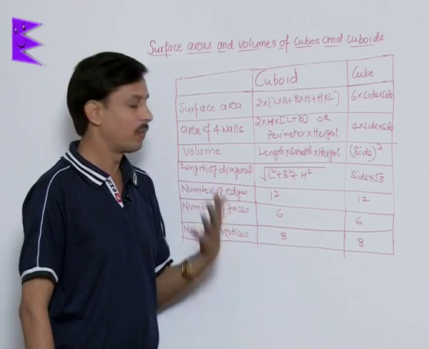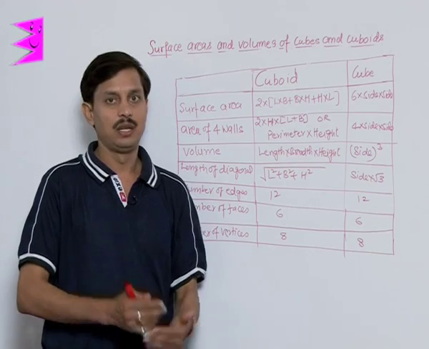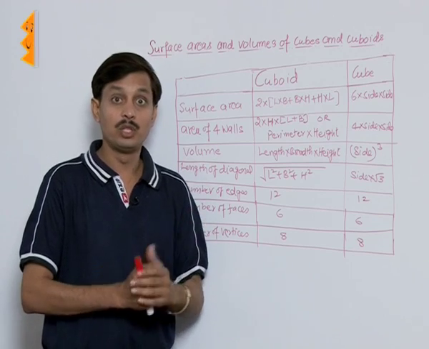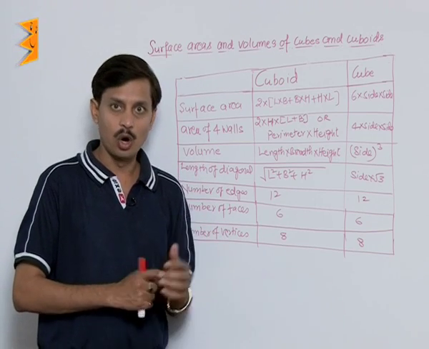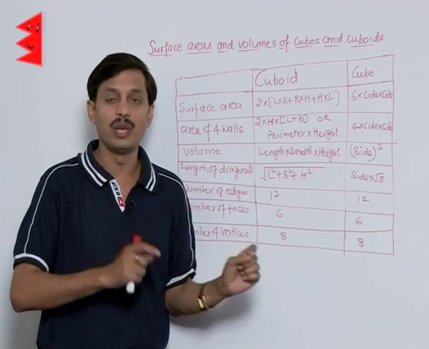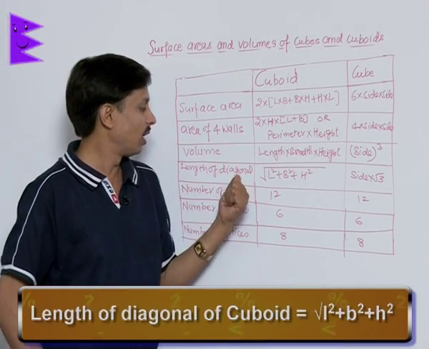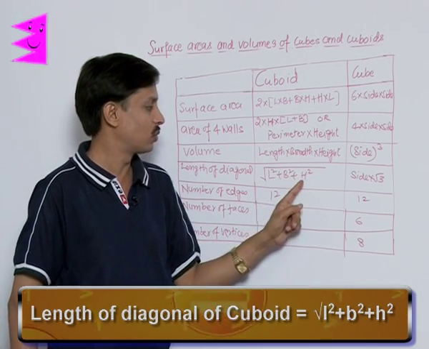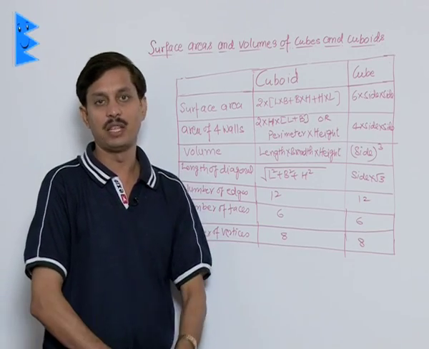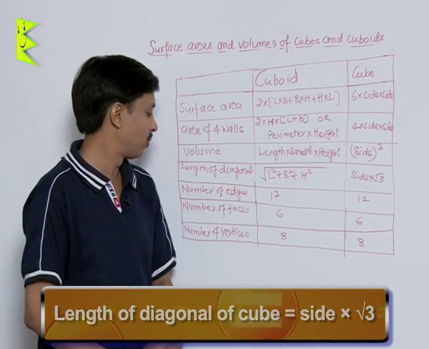If you talk about the length of the diagonal, you must know what a diagonal is. A diagonal is the line segment which joins one vertex on one face to the other vertex where none of the faces meet from where the diagonal started. The length of the diagonal in the case of a cuboid is root of L square plus B square plus H square, where L, B, H stand for length, breadth and height. The diagonal of a cube is given by side into root 3, a direct formula.